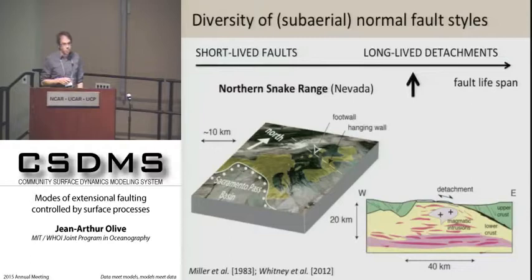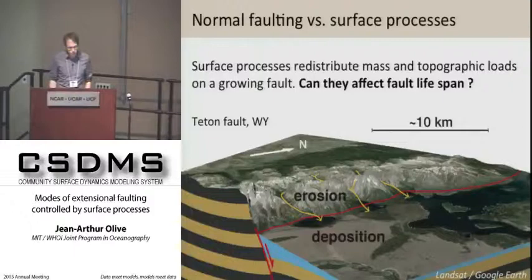So the question we're asking today, in the framework of coupling surface processes and tectonics, is: surface processes are important in redistributing the surficial loads that act on a fault. The question we ask is, how can they affect fault lifespan? And this work uses a combination of numerical and simple analytical modeling to address these questions.